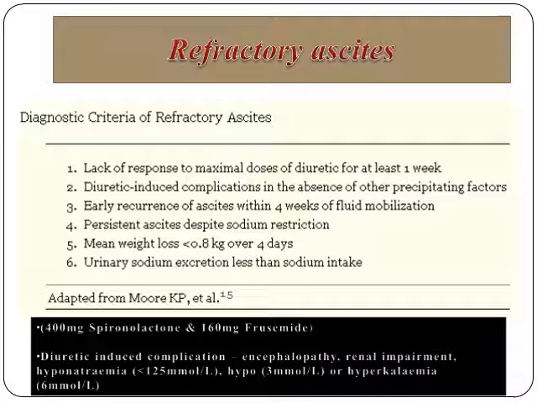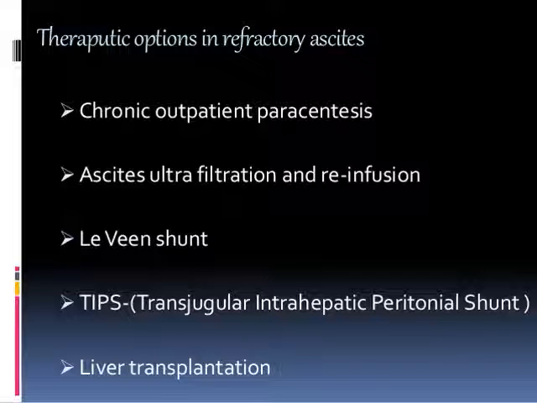Or there is persistent ascites despite sodium restriction. Or there is weight loss of less than 0.8 kg over 4 days and urinary sodium excretion less than sodium intake. All these 6 criteria are criteria for diagnosing refractory ascites. What are the therapeutic options in refractory ascites? First, chronic outpatient paracentesis. Next, ascites ultrafiltration and reinfusion. Third, leave-in shunt, peritoneovenous shunting of ascitic fluid to the general circulation. TIPS: transjugular intrahepatic portosystemic shunting. Liver transplant. This is the last option.